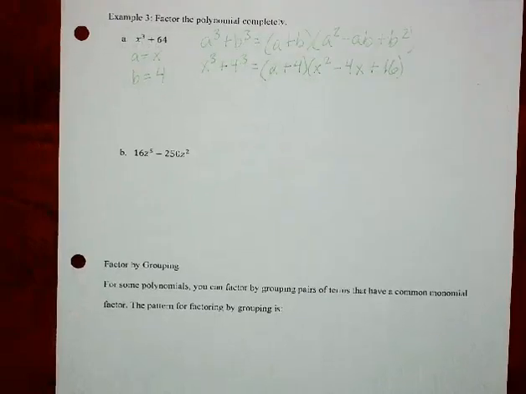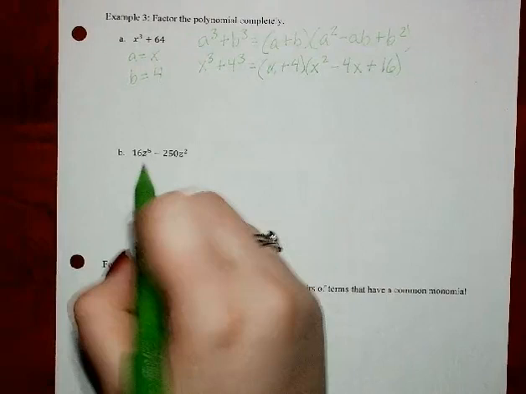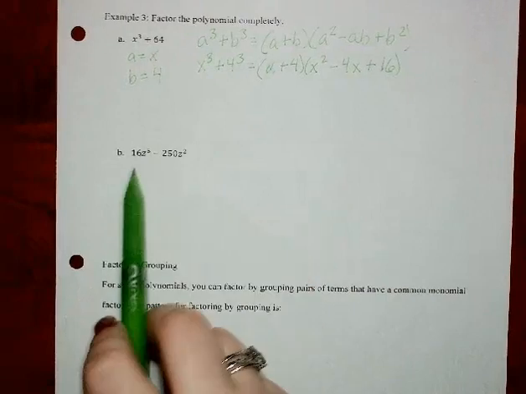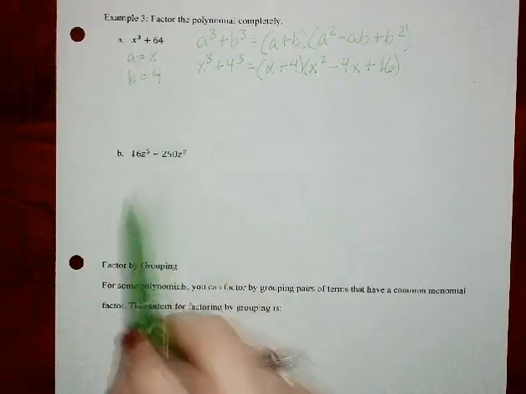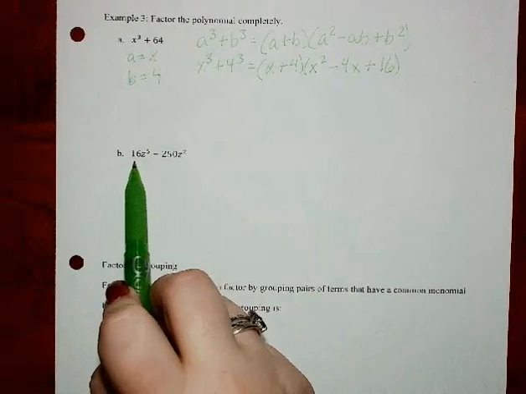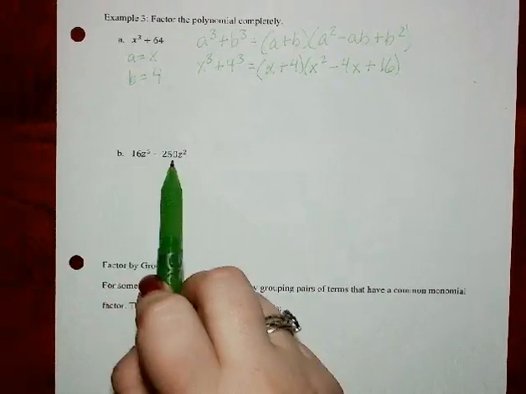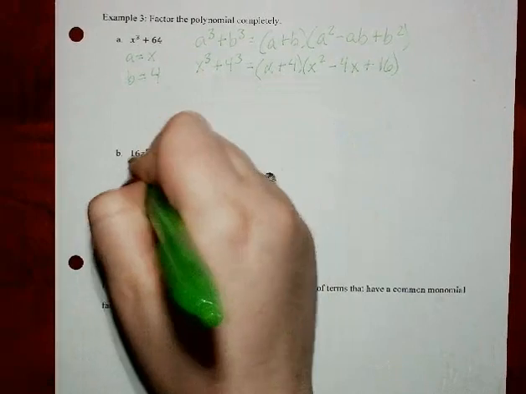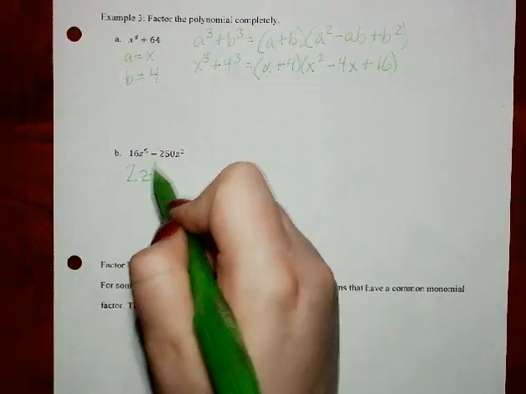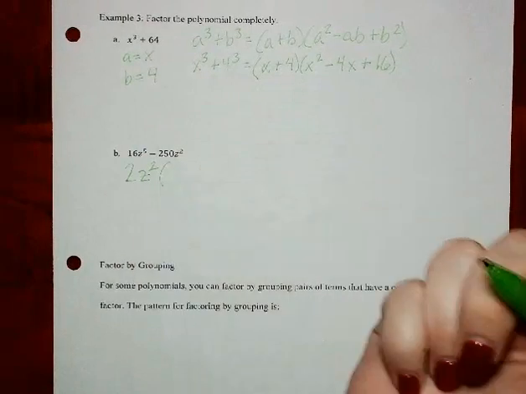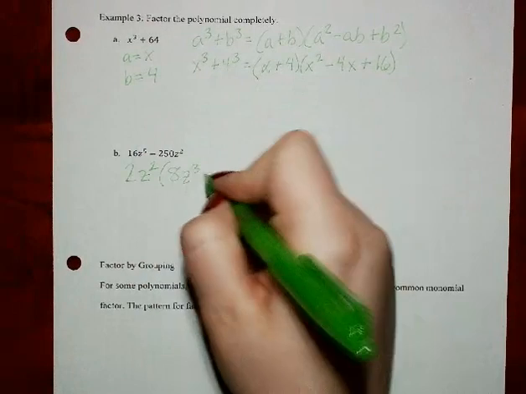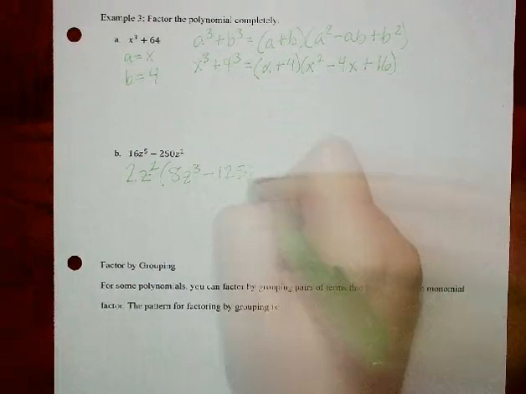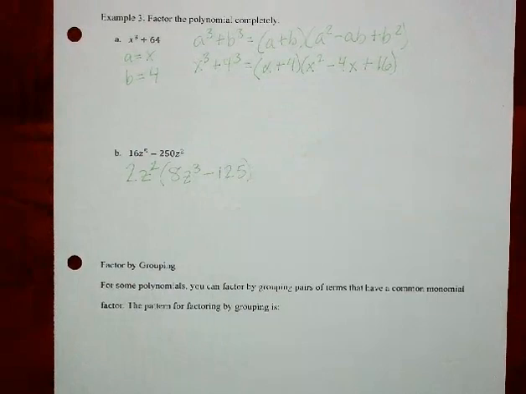So for part B, this one's a little bit trickier. The first thing we're going to do is factor out any common factors. So, I know that both are divisible by 2, and both have at least z squared. So I'm going to factor out 2z squared. So I'm left with 8z to the third minus 125. Okay, I can't factor anything else out.